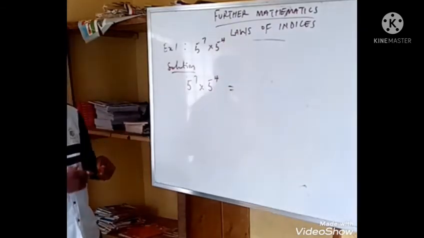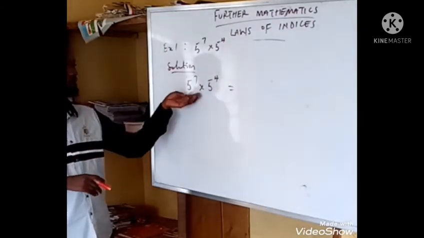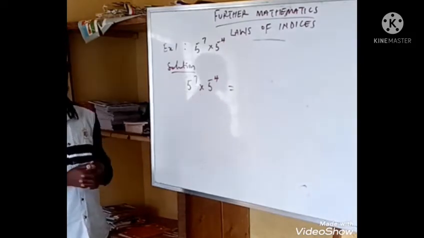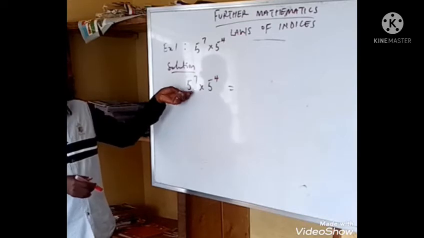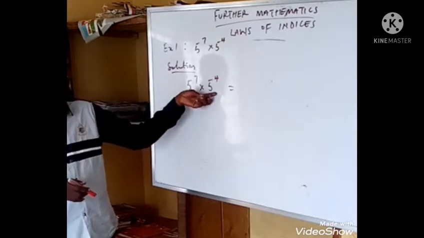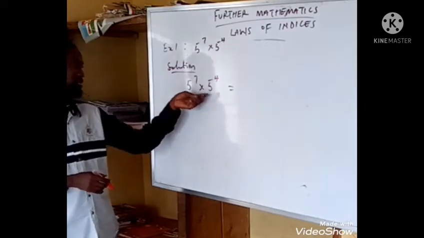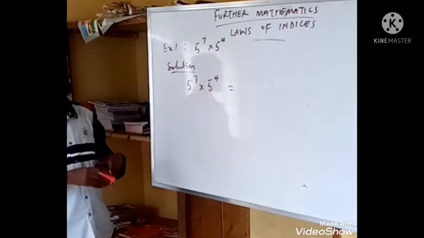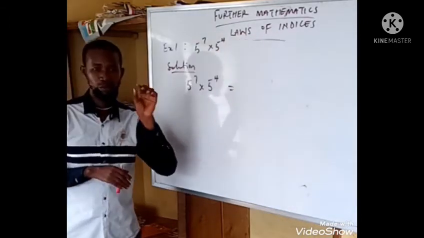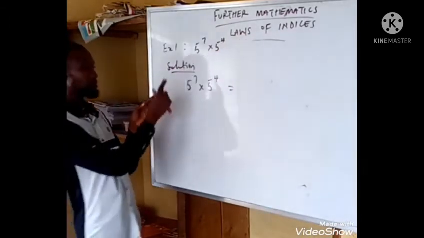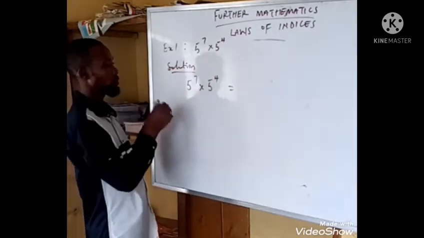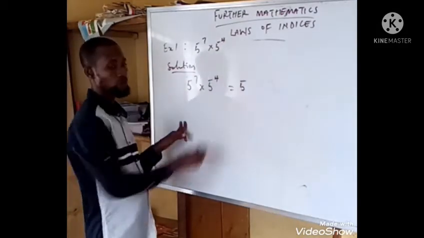Now one needs to consider what we have here. Will the law of indices be applicable here or not? It's going to be applicable. Why? Because the base in the first one as well as the base in the second one, that is the base of the first index and the base of the second index, are the same thing. So once they are the same thing, then the law will be applicable. Which law? The law that talks about multiplying two numbers in index form. So since the two bases are the same thing, 5 is going to be the base.